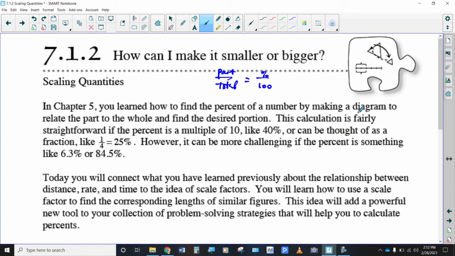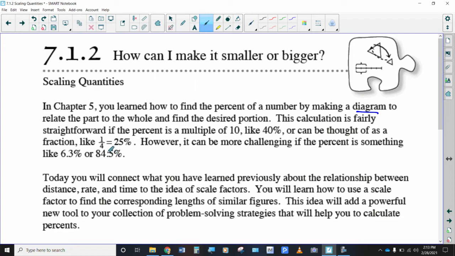While we use diagrams some of the time, this was my preferred method, which I refer to as the percent proportion, for us to solve a lot of those problems. This calculation is fairly straightforward if the percent is a multiple of 10, like 40%, or can be thought of as a fraction like 1/4 equals 25%. I would say that's true for the diagram, but the percent proportion is good for when you have more complicated percents like 6.3% and 84.5%.